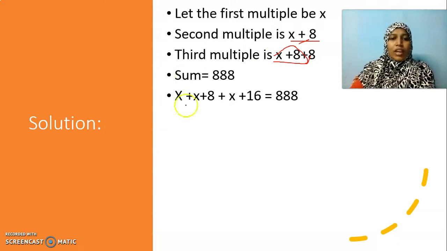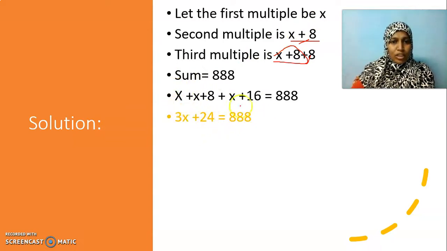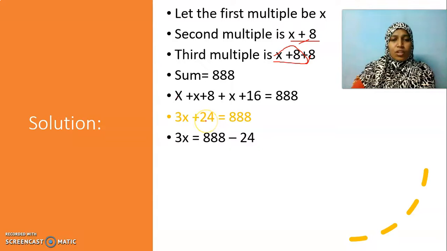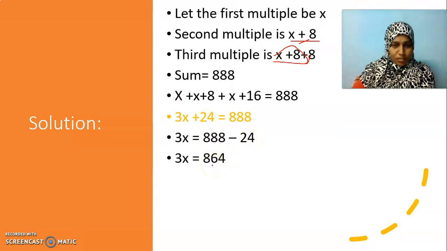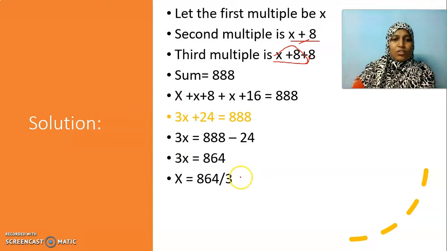Okay. Now, if I add all these three numbers, we have 3x plus 16 plus 8, which will be 24. I have clubbed all these things and made it into a simple thing. Okay, it looks very big, but it is a simple thing. Then I will transpose this 24 to this side and it becomes minus 24. If I subtract, I get 864. Then this will get transferred to this side as divided by 3. And if I cancel it, I get 288.